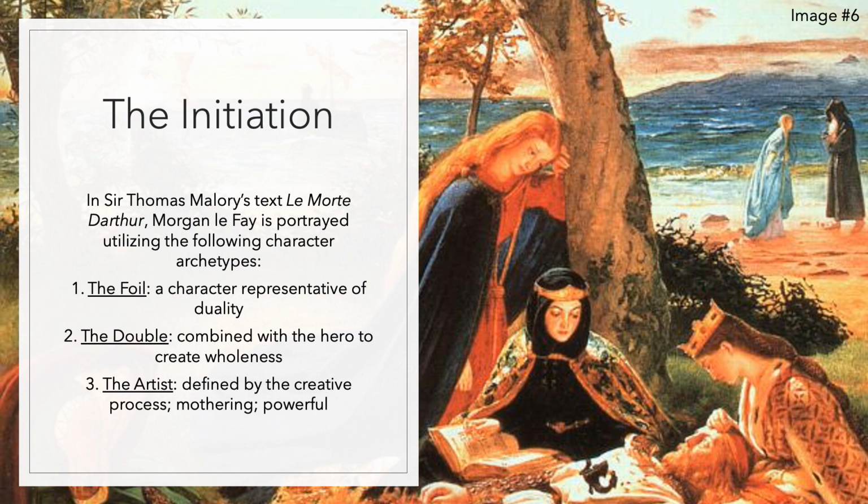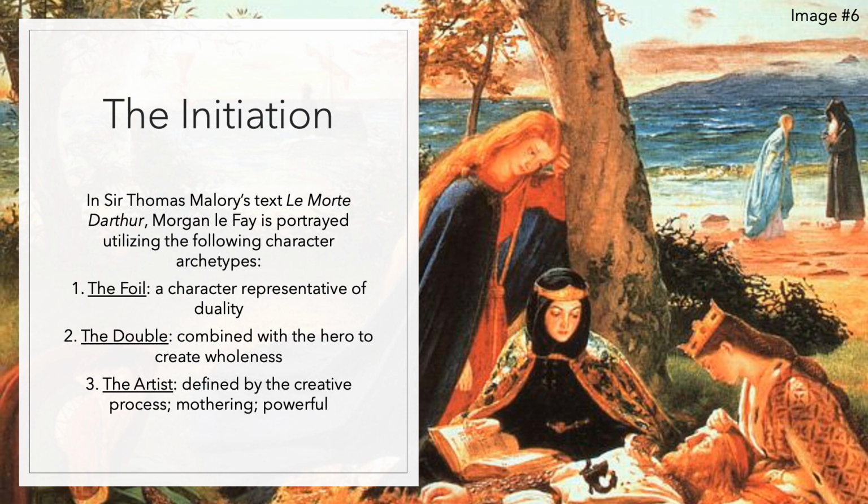Okay, so within Le Morte d'Arthur and the archetypal theme of initiation, Morgan le Fay is portrayed utilizing the following archetypal characterizations: the foil, the double, and the artist. The foil is defined by a high level of duality, which is displayed both between the characterization of Morgan and that of Arthur, but also through the depiction of Avalon versus that of Camelot. Morgan is a representation of the old ways, pagan, magic, connected to nature, and Arthur is the opposite, Christian, non-magical, residing in the city. This duality permeates much of Arthurian literature, especially this text.